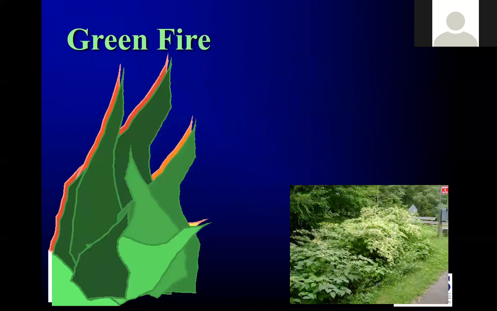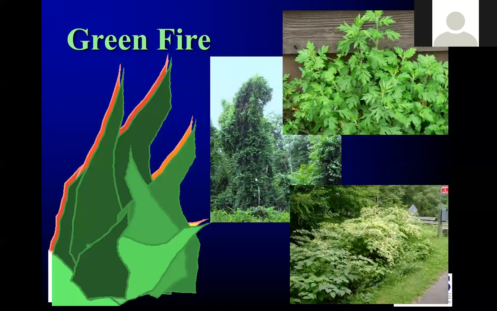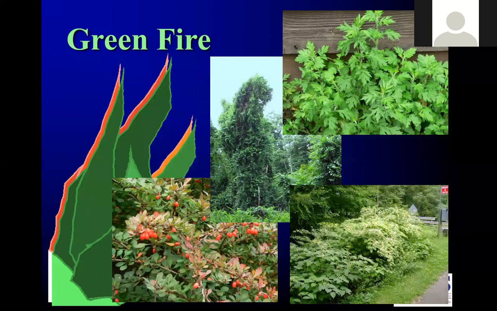Japanese knotweed along all of our stream corridors or wet areas. Oriental bittersweet climbing and choking out our trees. You get a little further south, they have kudzu instead. In a lot of areas, roadside here in southern New England, we're seeing a lot of mugwort taking over everywhere, and Japanese barberry. So all these invasive species are really major problems for us when we're trying to regenerate forests.